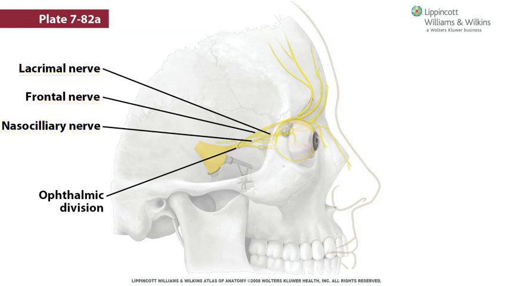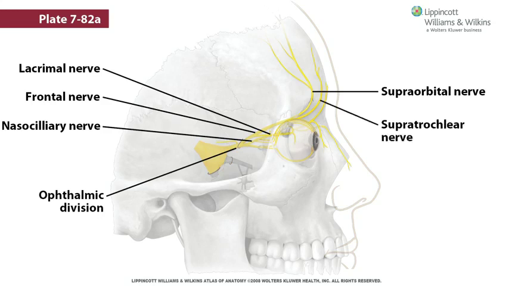The frontal nerve bifurcates into a supraorbital nerve and a supratrochlear nerve. The supraorbital nerve enters the face through the supraorbital notch, or foramen. Some orbits have a notch and others have a foramen, on the superior margin of the orbit. It innervates skin over the middle part of the superior eyelid and across the forehead and anterior scalp.